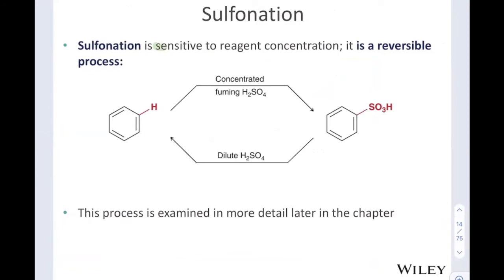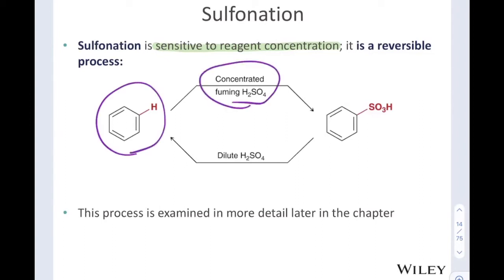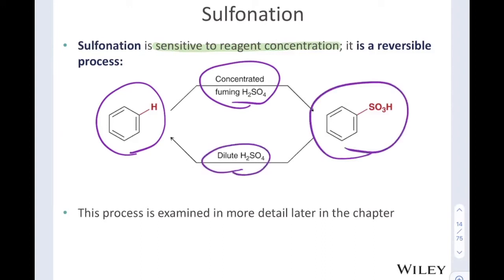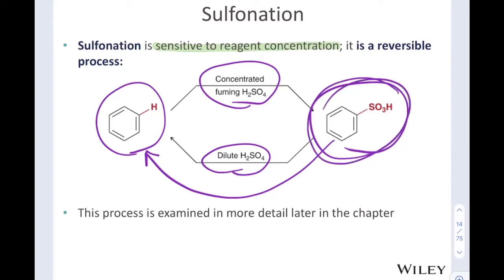Sulfonation is actually very sensitive to reagent concentration, and it is a reversible reaction. So we'll see later that we can use this in synthesis if we want to block one of the sites on the benzene ring. We can put the sulfate group on and then take it off. And the way that this is reversible, we have benzene. If we use concentrated fuming sulfuric acid, we end up with our sulfonation product. And if we use dilute H2SO4, that actually brings us back to the benzene. So sulfonation is very often not our final product, but a means to get what we want.